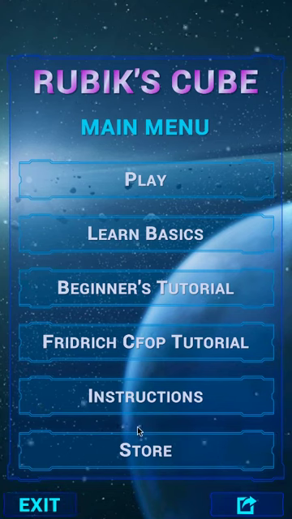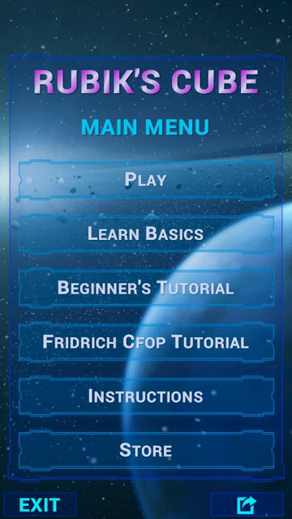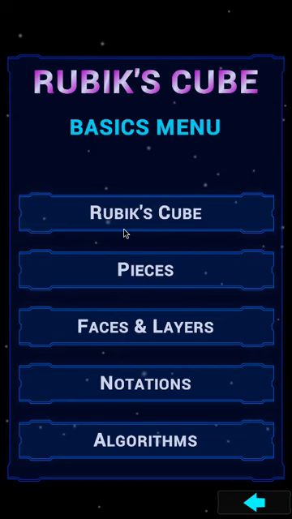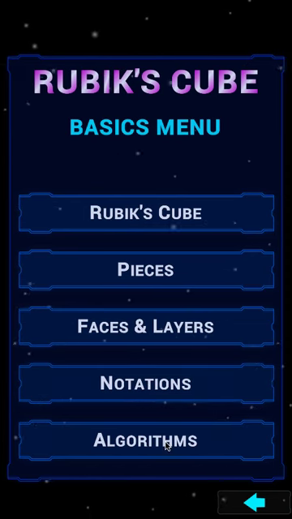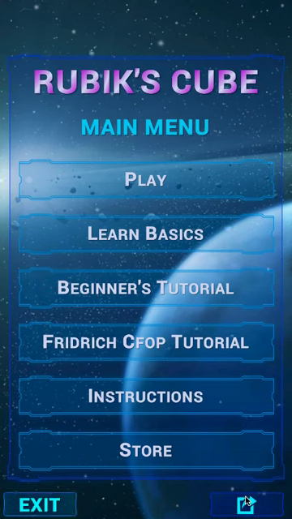This app has a main menu from which you can go to many cool subdivisions and gameplay sections. To begin with, if you are an absolute beginner to Rubik's Cube, you can start learning about it by going into the Learn Basics section. Basically, there are 5 essential basics. It's kind of interesting to learn before getting our hands on a Rubik's Cube. Stuff like what is a Rubik's Cube, what are the available pieces, what are faces, what are layers, standard notations, and algorithms. Let's head back to the main menu and see what else is there.